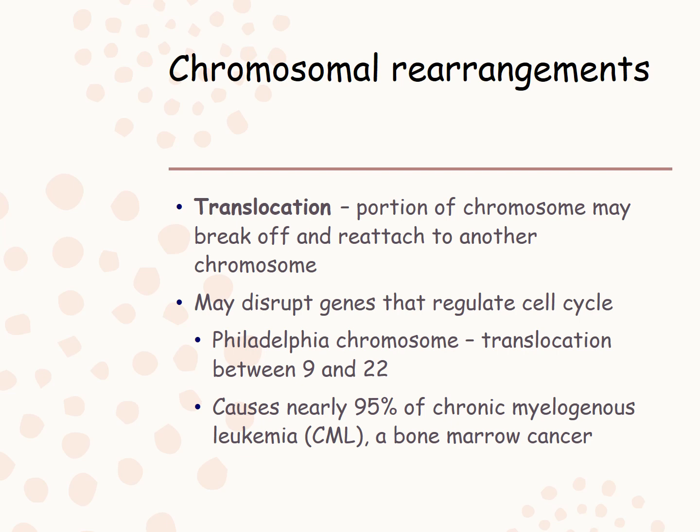The chromosomes of cancer cells are unstable, and translocations may occur. A translocation is when a portion of a chromosome may break off and reattach to another chromosome. This may further disrupt genes that regulate the cell cycle. In nearly 95% of cases of chronic myelogenous leukemia, CML, a bone marrow cancer, the Philadelphia chromosome is detected. The Philadelphia chromosome is a translocation that occurs between chromosomes 9 and 22.